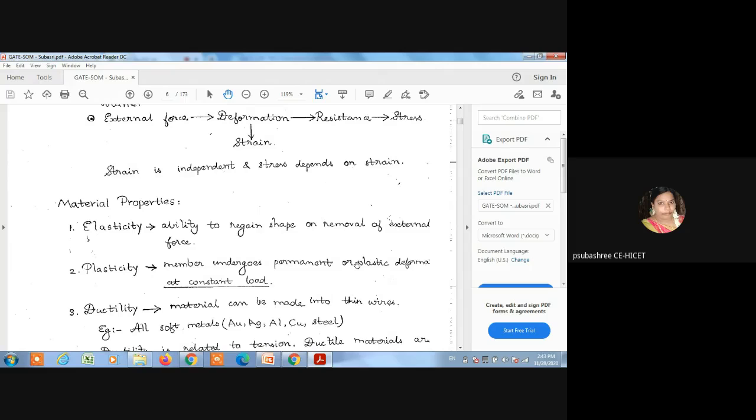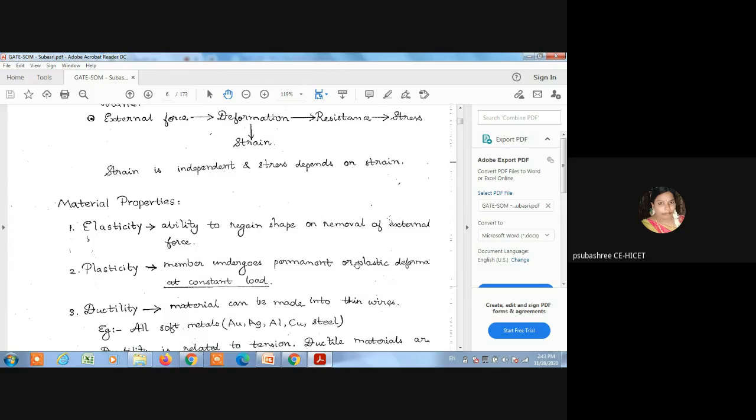The first one is longitudinal strain: change in length by original length. Circumferential strain means change in diameter divided by original diameter. Volumetric strain means change in volume divided by original volume. That's all. These are the types of strains.